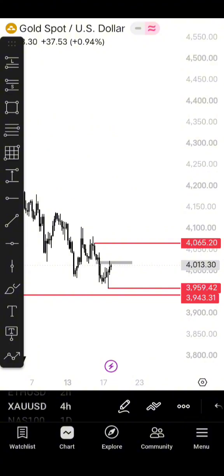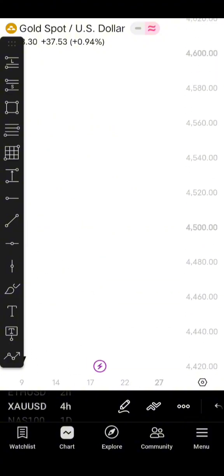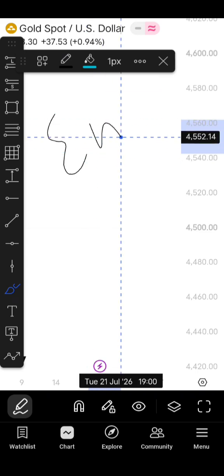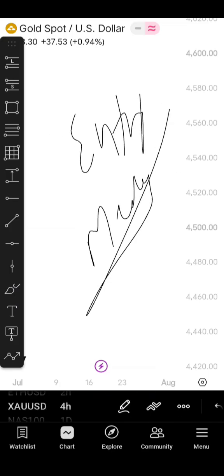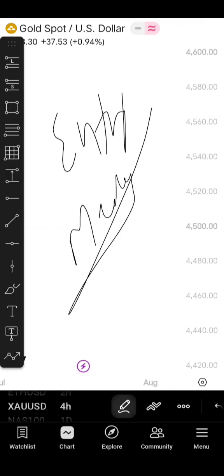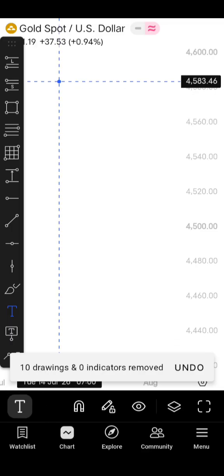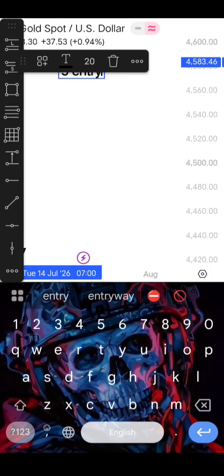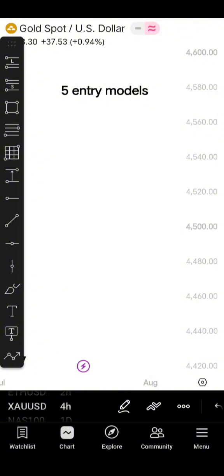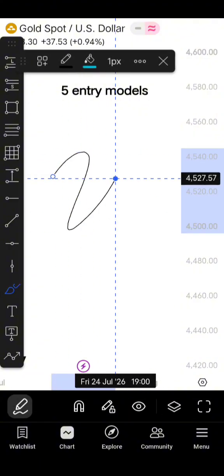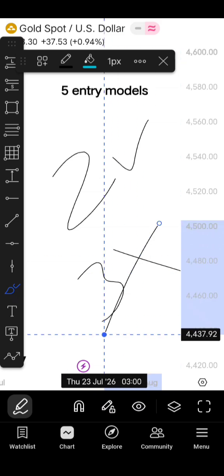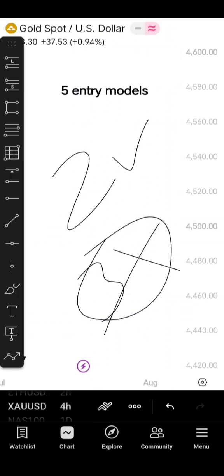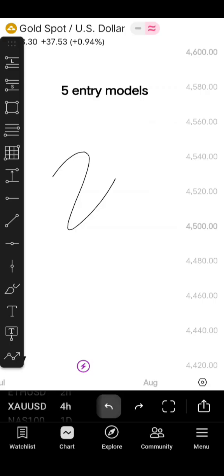Today's video, let's start without any BS. Today's video is about the entry models, the models which we use for our entry in our CRT. In CRT, we have five entry models, and of these five, only two are the best, with the highest accuracy and the highest RRR. The other three are just BS. Okay, we will discuss the three entry models.